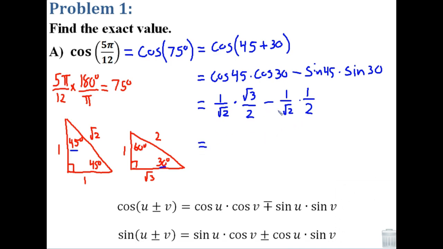Now notice I have some fractions, but they have a common denominator. This set's going to have a 2 root 2, as with our second set. So I could rewrite this as 1 times root 3, which is just root 3, minus a 1 times 1, which is 1, all over a 2 root 2.